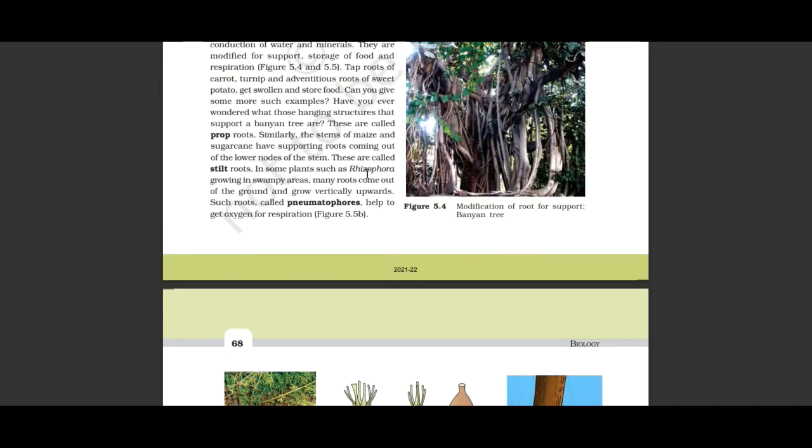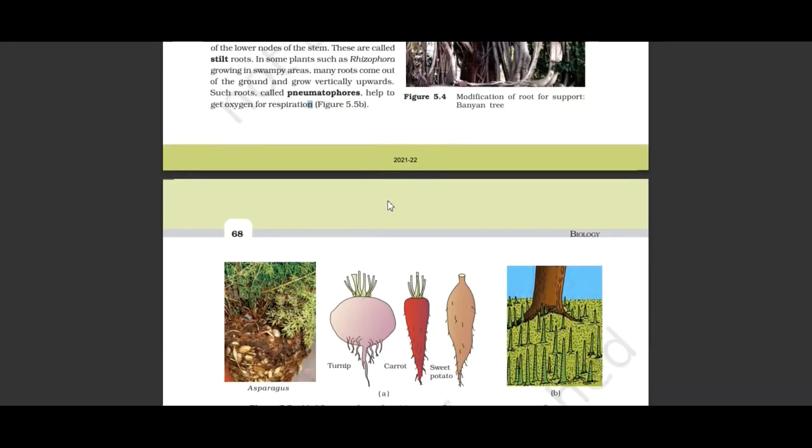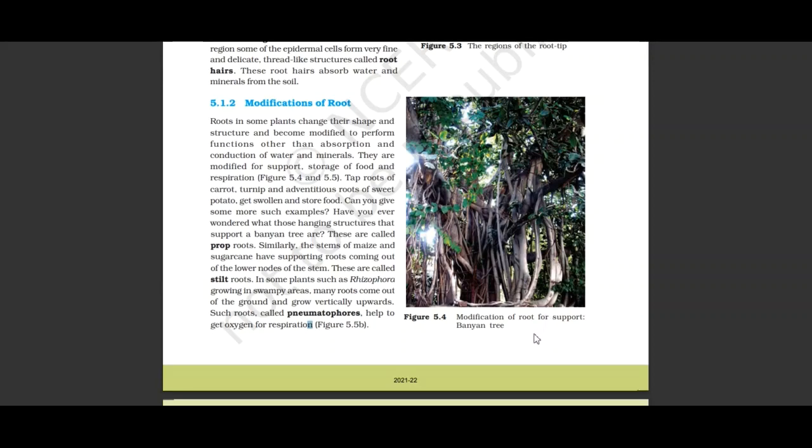In some plants such as Rhizophora growing in swampy areas, many roots come out of the ground and grow vertically upward. Such roots, called pneumatophores, help to get oxygen for respiration. Here you have to remember that Rhizophora grows in swampy areas and the roots coming out are called pneumatophores. This helps to get oxygen for respiration. Here they have mentioned the picture of modification of root for support in banyan tree.